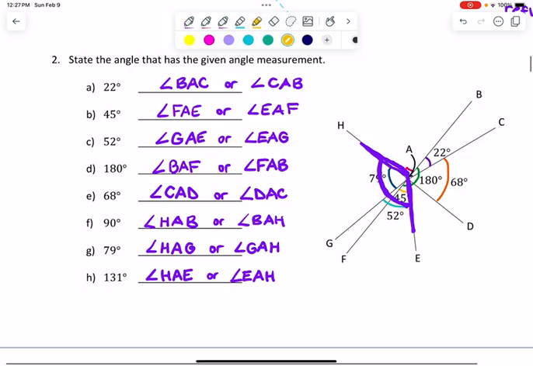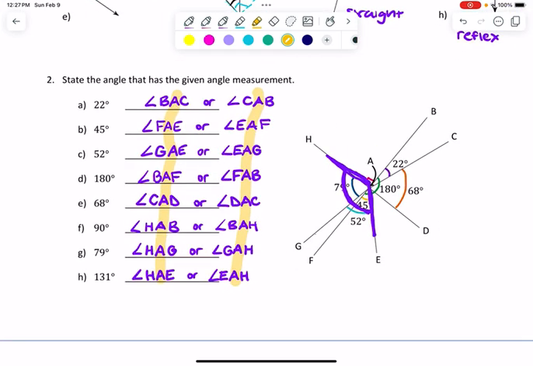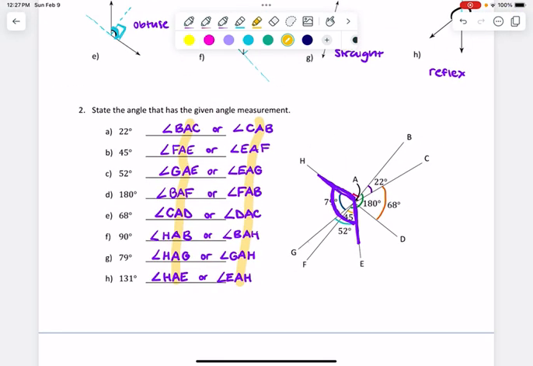Something I want to point out, remember that in every single one of these angles in this diagram, my vertex was A, which means the middle letter of all of my angles is an A, no matter which way I name it, because my vertex always goes in the middle of my three-letter naming system. Okay, so we can name angles. We can identify types of angles.